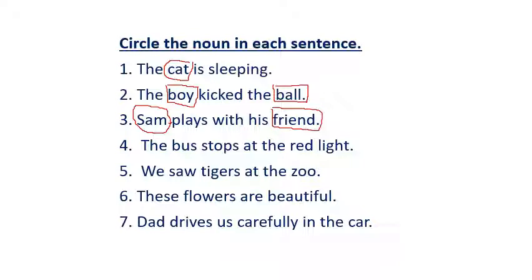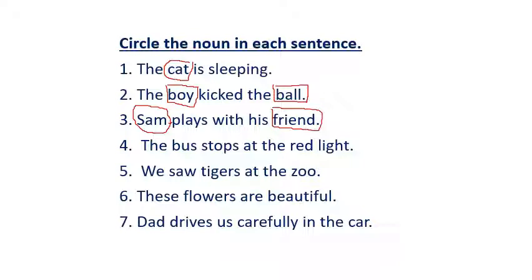Now, number 5. We saw tigers at the zoo. I'm reading it again. Number 5. We saw tigers at the zoo. Good, children. Good. Number 6. These flowers are beautiful. You have to circle a noun. Okay. These flowers are beautiful. Good, children. Now, number 7. Dad drives us carefully in the car. Number 7. Dad drives us carefully in the car. Okay. Circle the noun in number 7.